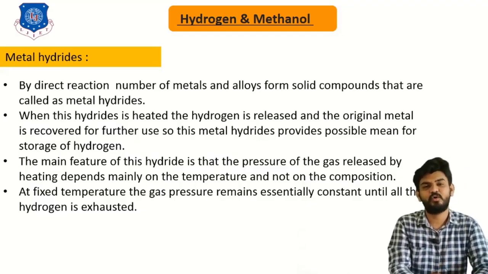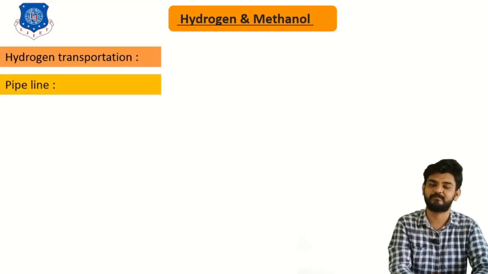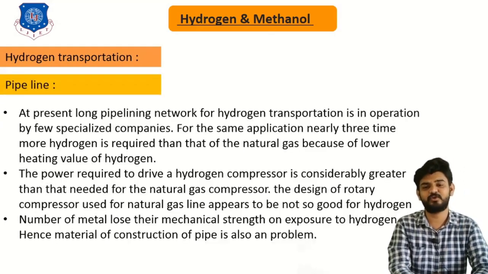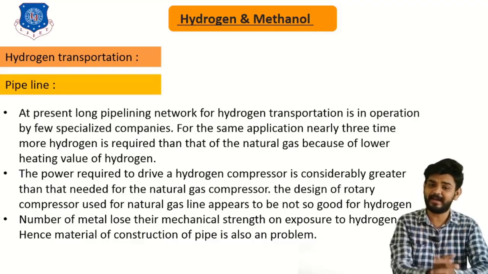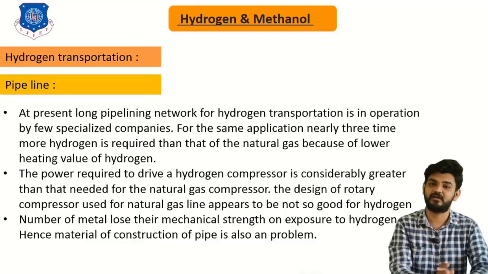Now let's move to the next topic of this chapter, which is hydrogen transportation. Well, hydrogen can be transported in many ways. The simplest method for the transportation of hydrogen is the pipeline. At present, the long pipeline network for hydrogen transportation is being operated by a few companies.